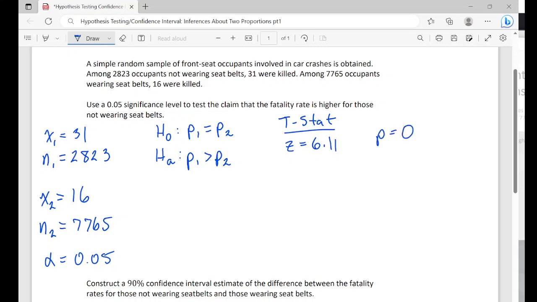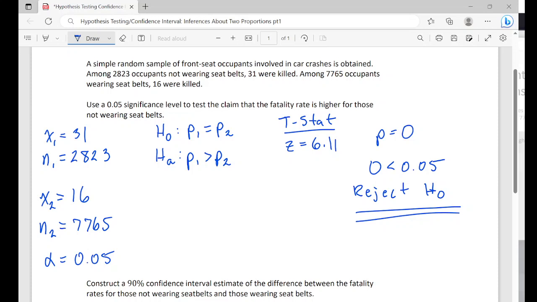Now I'm going to do the p-value method to test the claim. So I'm going to take my p-value and compare it to my alpha value, 0.05. So 0, in this case, is less than 0.05. And since the p is low, we are going to reject the null hypothesis.